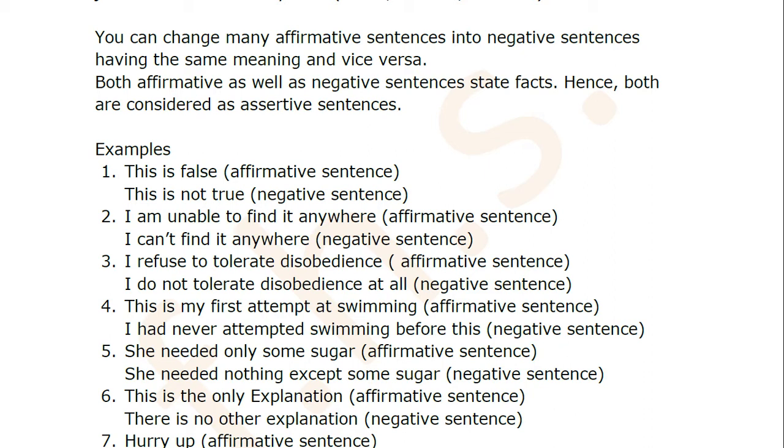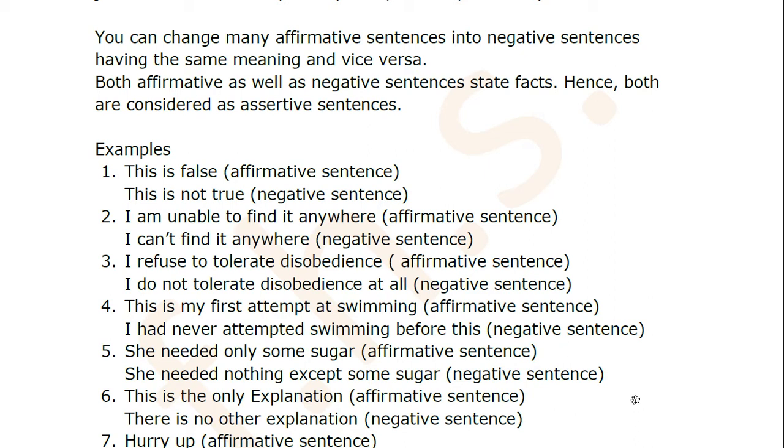You can't. Able means you have the ability to do, correct? So you're unable means you don't have the ability to do, so that means you can't. So I am unable, instead of am unable, you will write I can't find it anywhere. Clear? I can't. You will just change it. Add a negative word. I can't find it anywhere. Third one.